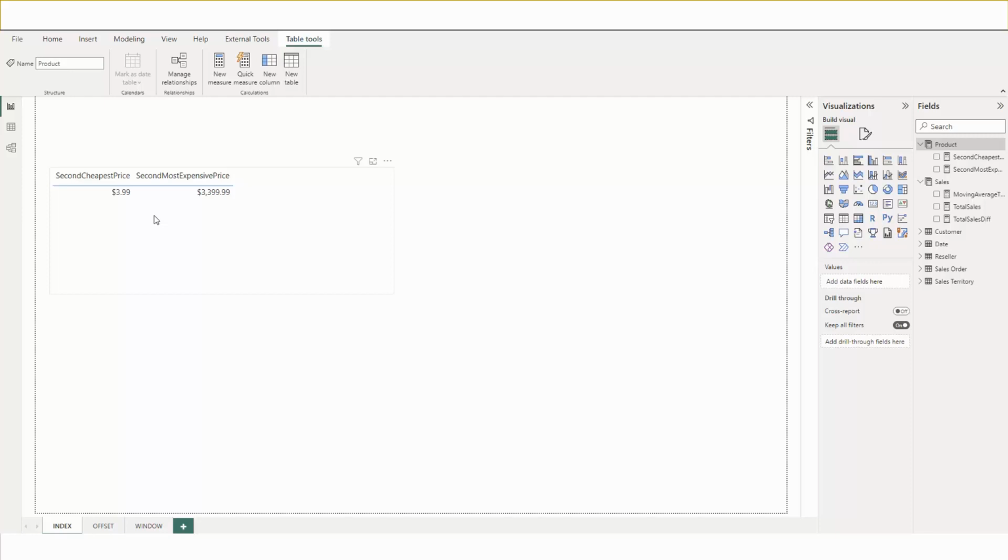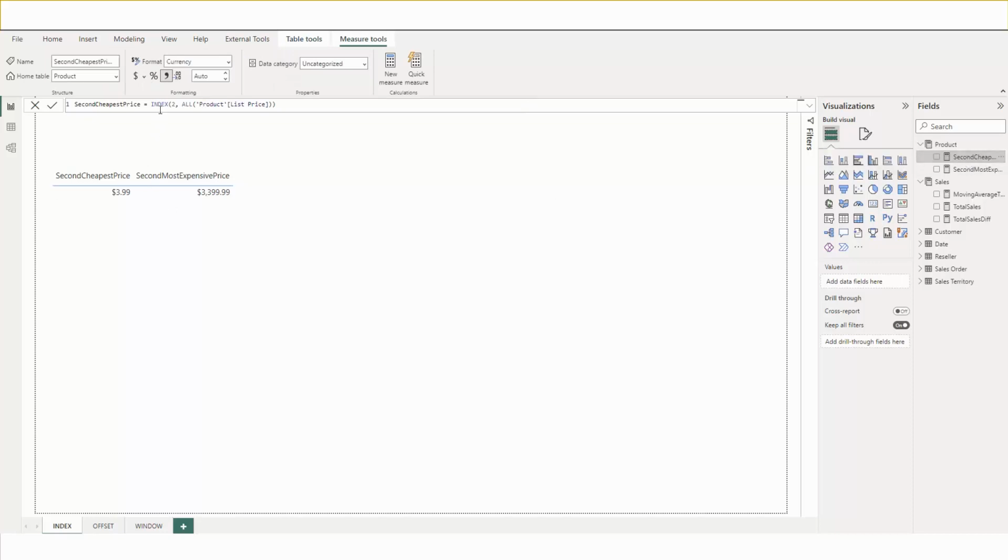Index is helpful for comparing values versus a baseline or finding another specific entry by retrieving a row in an absolute position. In this example, I have 2 different measures, one of which uses index of 2 to get the second row of my list price, which corresponds to the second cheapest price across my products. And the other measure uses an index of -2 to get the second to last row of my list price, which corresponds to the second most expensive price across my products.